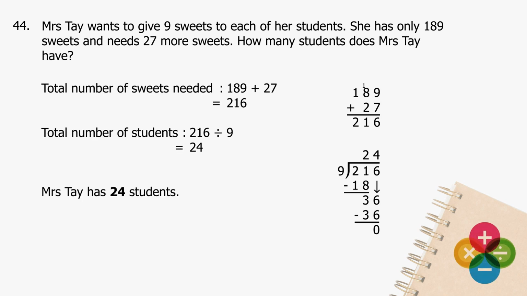The total number of sweets needed will be, add 189 to 27, and the sum is 216. The total number of students will be, divide 216 by 9, and the quotient is 24. Mrs. Tay has 24 students.